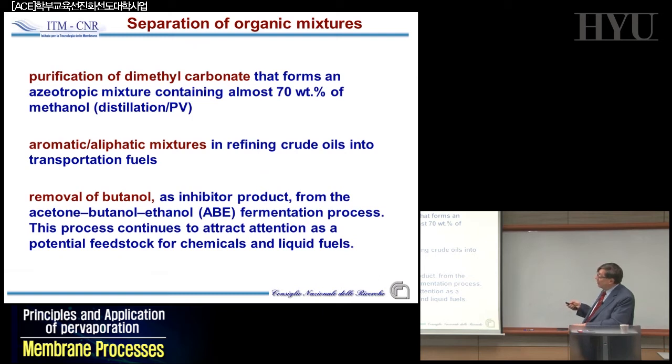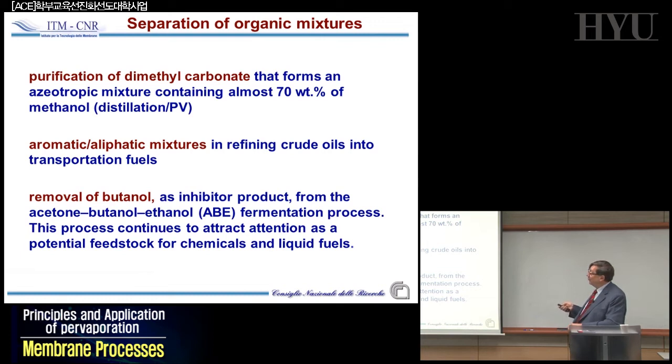Some other interesting industrial application, this is the one. In China, for example, they are already using dimethyl carbonate separation using pervaporation. Most part of this case is related to the fact that if you want to purify your dimethyl carbonate, normally there is an azeotrope at about 70% of methanol. That means you can purify up to a certain level, but you cannot overcome this 70%. So if you need to arrive at 90%, 95%, you have to find another system not related to the normal phase equilibrium, and that is pervaporation.